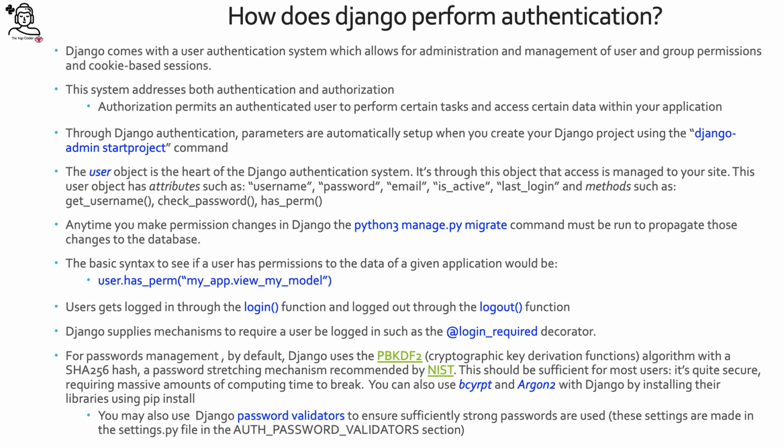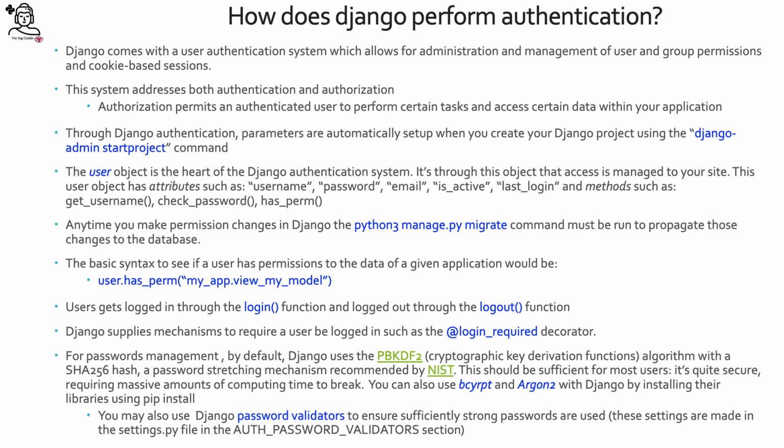Django comes with a user authentication system which allows for administration and management of user and group permissions and cookie-based sessions. The system addresses both authentication and authorization. Authorization permits an authenticated user to perform certain tasks or access certain data within your app. Through Django authentication, parameters are automatically set up when you create your Django project using the django-admin startproject command. The user object is at the heart of the Django authentication system.